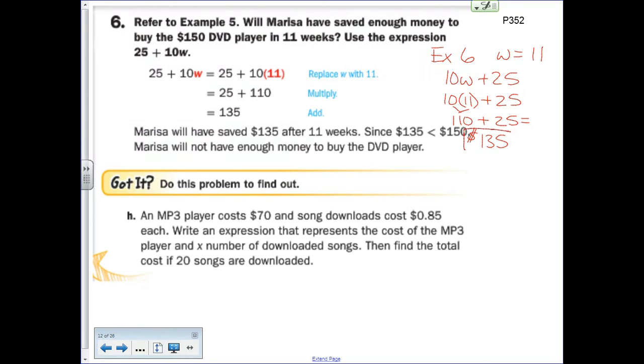And so the question is, will she have enough money after 11 weeks? And no, she does not have enough. She needs $15 more.